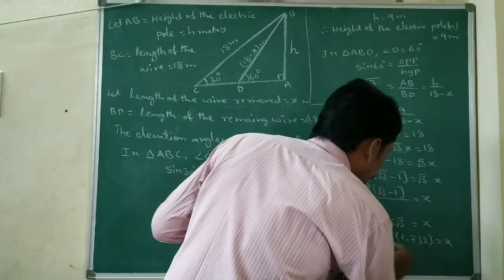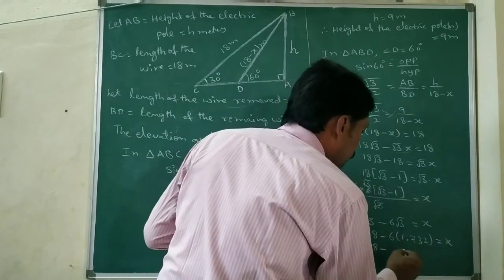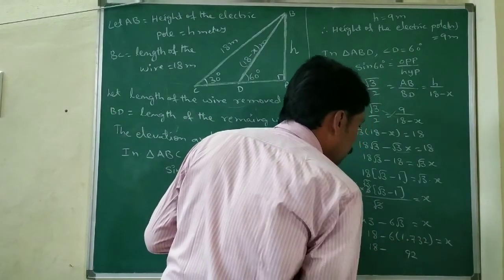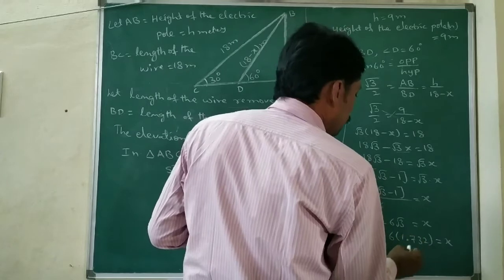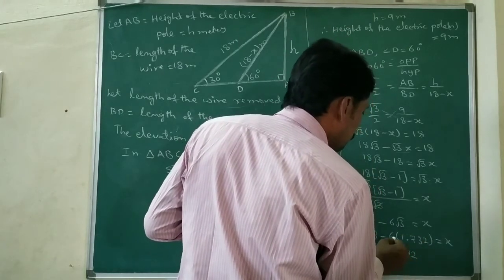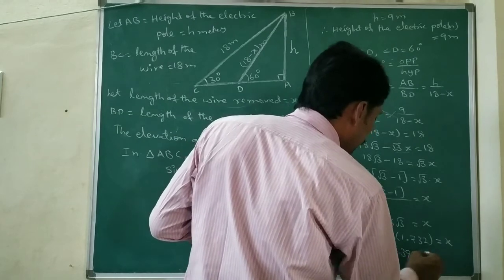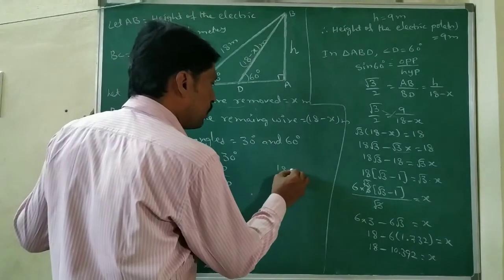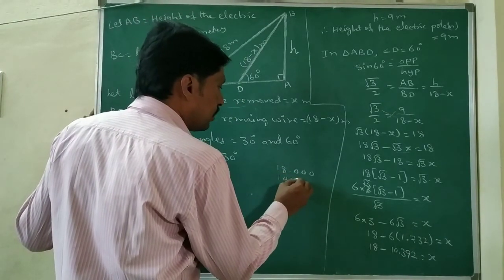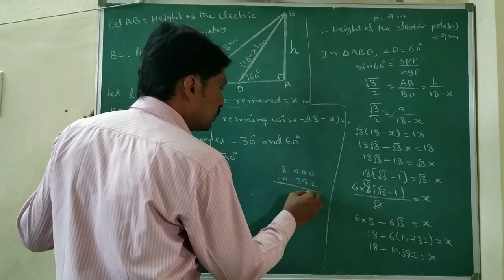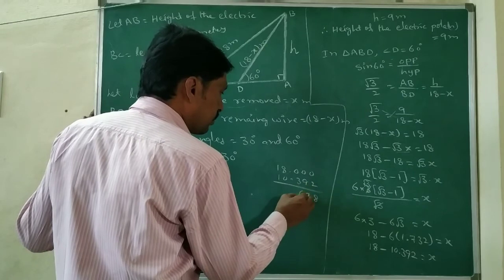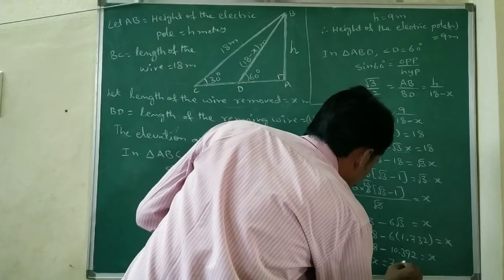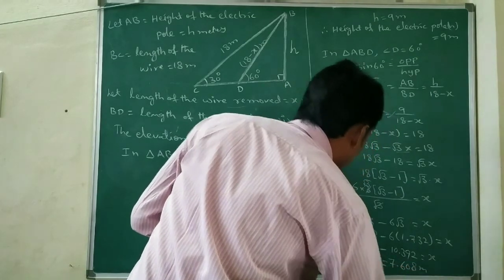So x equals 18 minus 6 times 1.732, which is 10.392. Now subtract 10.392 from 18.00. So x equals 7.608 meters.